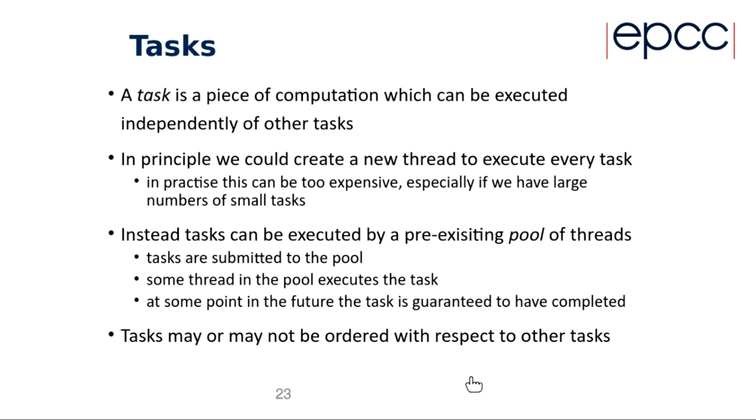So instead, what we typically tend to do is try to decouple the notion of tasks and threads. What we can arrange for is tasks to be executed by a pre-existing pool of threads. Typically we create a fixed number of threads at the beginning of the program, probably chosen depending on the number of hardware resources that we have, the number of cores available. Then tasks are submitted to the pool, and some thread in the pool will execute the task. And at some point in the future, we have some guarantee, some way of checking whether the task is completed or not.